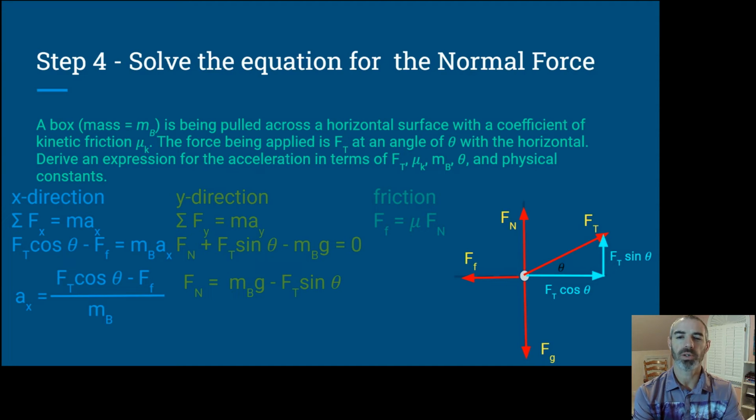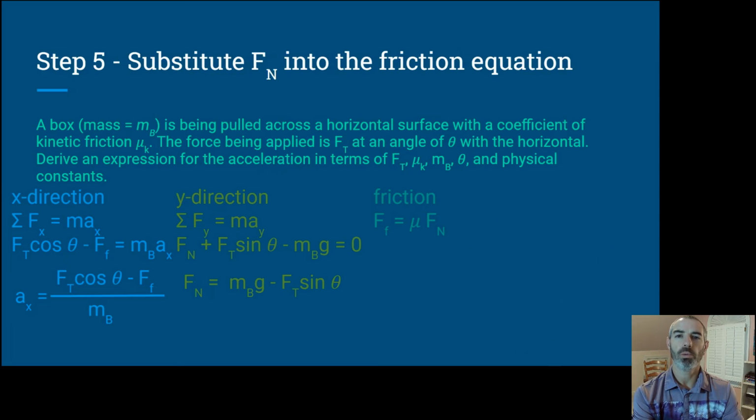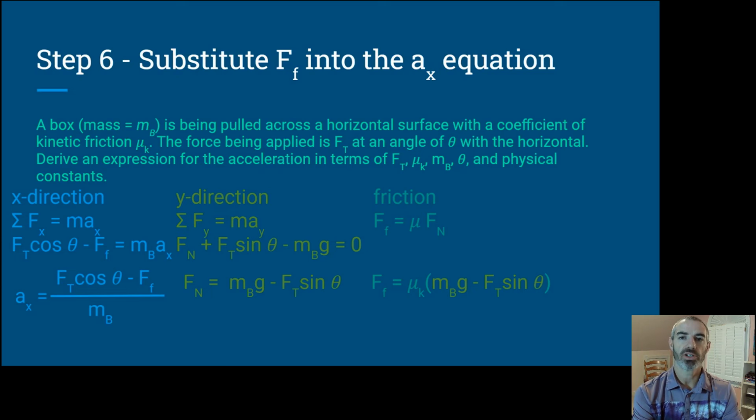So now I'm going to go to my frictional force, and I can substitute in the normal force value I just found. The frictional force equals mu k times the normal force, that expression we found in the y direction. So now I can substitute the frictional force value I found from the friction equation and the y direction equation back into my expression for acceleration. So the acceleration is FT cosine theta minus mu k times mg minus FT sine theta, all divided by the mass of the box.